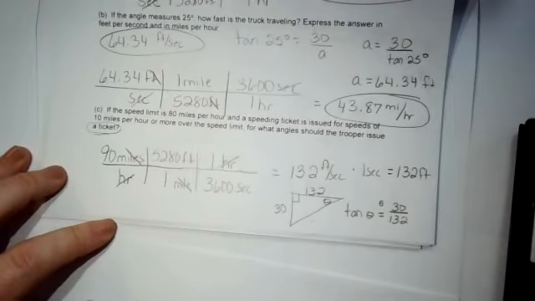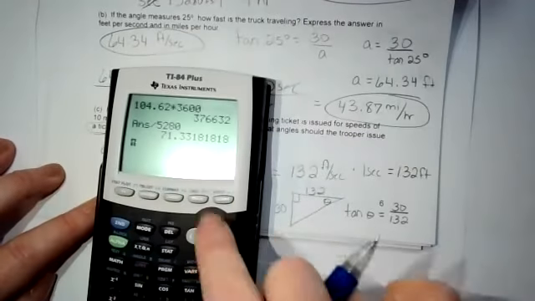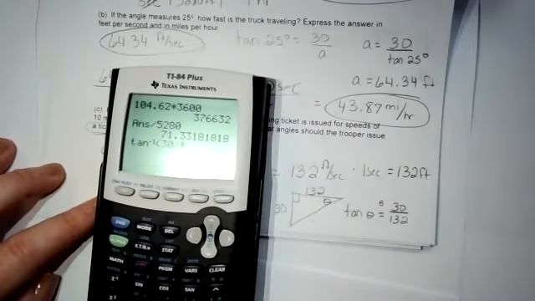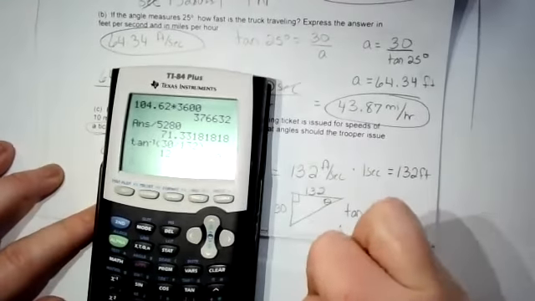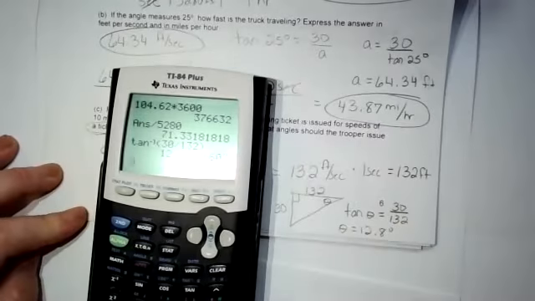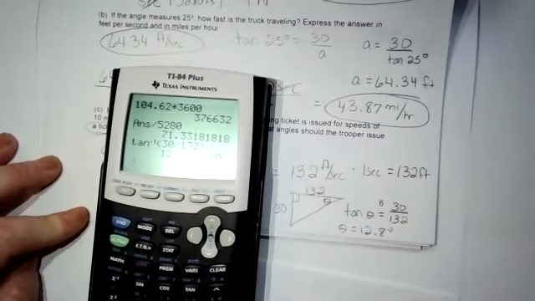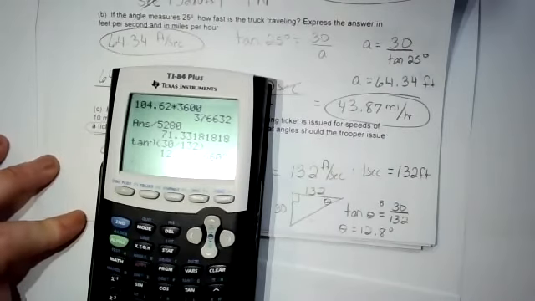Now, how am I going to find that in my calculator? Inverse. Inverse tan, okay? Inverse tan of 30 divided by 132. And I see that theta comes out to be 12.8 degrees. Okay, so what my math lab is asking you is, for what angles, it's plural, what angles should the trooper issue a ticket? For what angles?